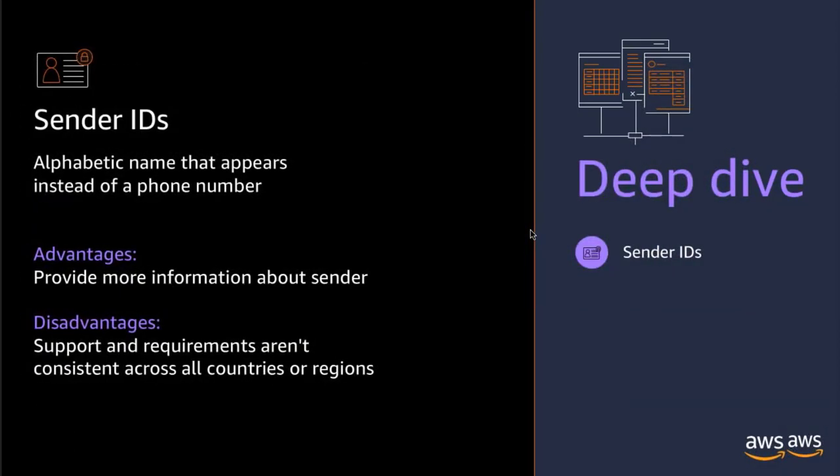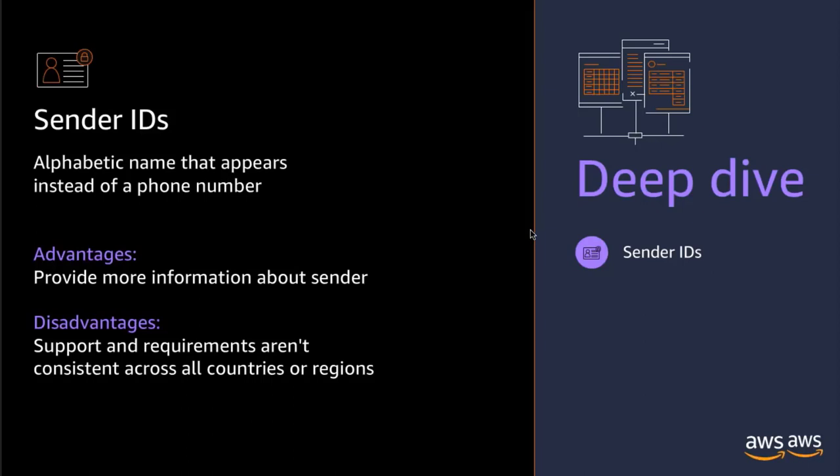So starting with sender IDs. Sender IDs are an alphabetic name that appears instead of a phone number. So when you receive a notification, an SMS, it's often from a phone number or often from a short code. But did you know you can have a sender ID that provides an alphabetic name? So in some countries, when Amazon sends SMS, it shows up as Amazon. Sometimes it shows up as AMZN. It's really dependent on the country.